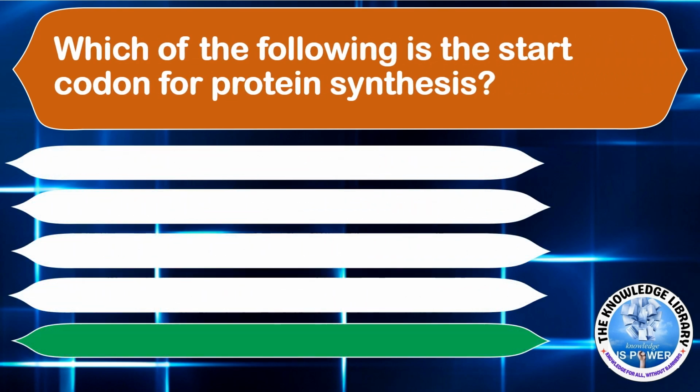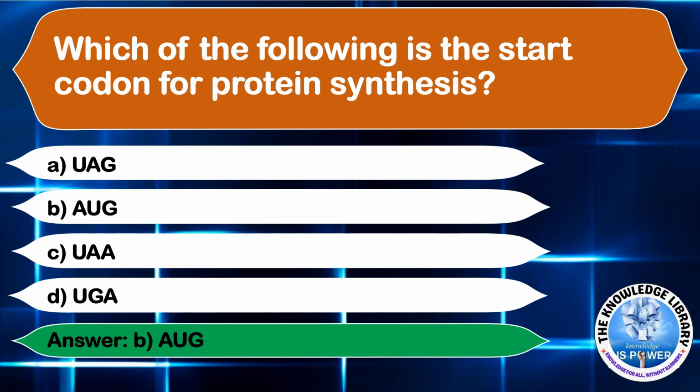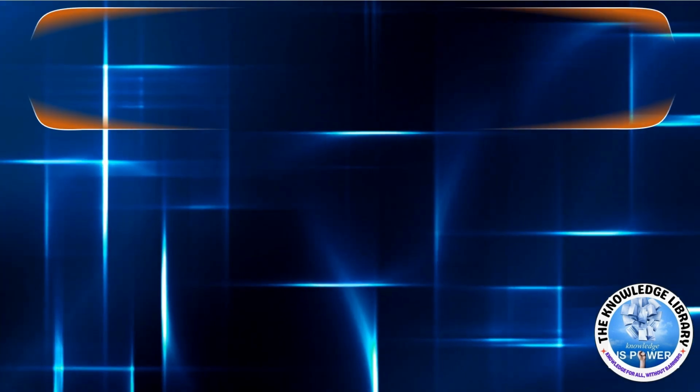The next question is, which of the following is the start codon for protein synthesis? Option A, UAG. Option B, AUG. Option C, UAA. Option D, UGA. Answer is option B, AUG.